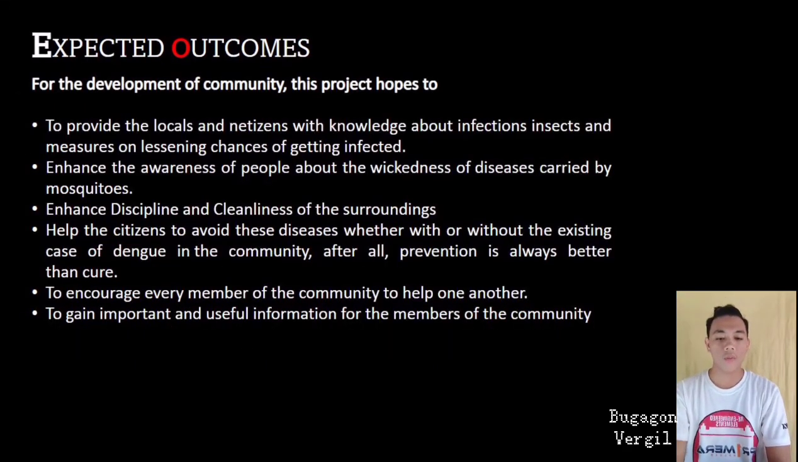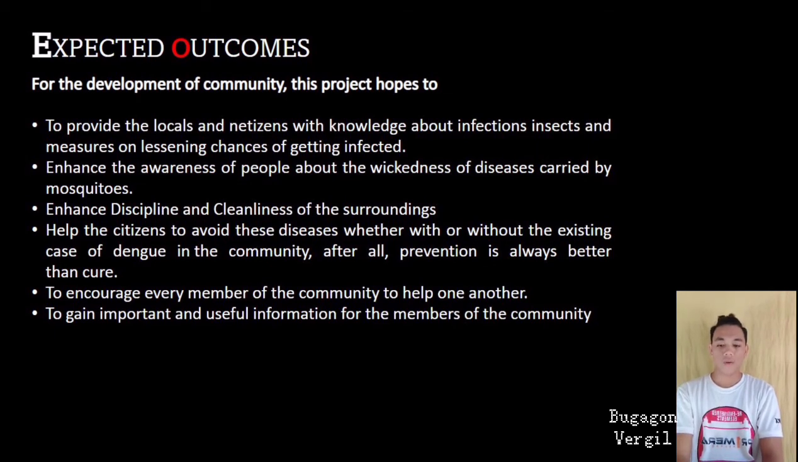Second, for the development of the community, this project hopes to provide the locals and citizens with knowledge about infections, insects, and measures of lessening the chances of getting infected. Enhance the people's awareness about the diseases carried by mosquitoes. Enhance discipline and cleanliness of the surroundings. Help the citizens avoid these diseases with and without the existing case of dengue in the community. After all, prevention is always better than cure. To gain more important and careful information for the members of the community.